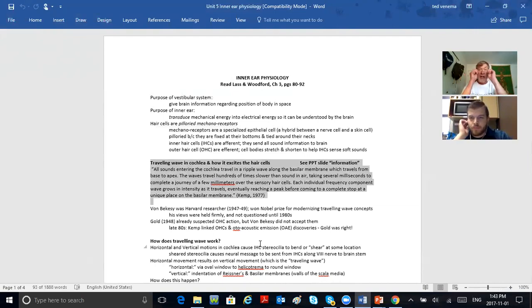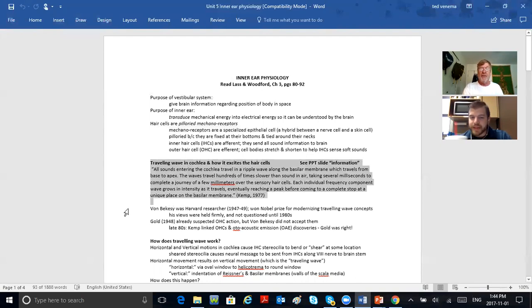Okay, knowing that, all sounds entering the cochlea travel in a ripple wave along the basilar membrane, which is the traveling wave, which goes from the base to the apex. The waves go way slower than sound in air, taking a few milliseconds to complete a journey of a few millimeters over the hair cells. Each individual frequency wave grows as it travels up the cochlea, eventually reaching a peak before coming to a complete stop at a unique place along the basilar membrane.